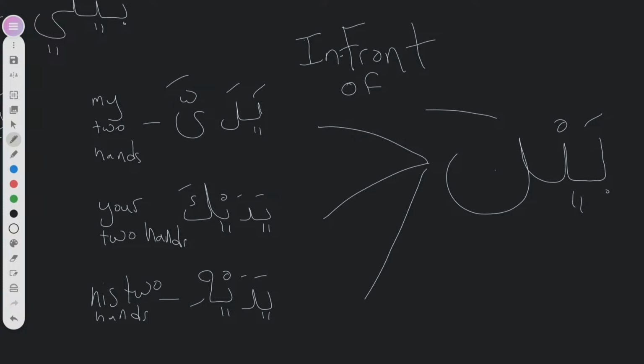In front of. Baina yadayya, in front of me. Baina yadayk, in front of you. Baina yadayhi, in front of him. Or it can have the literal meaning: between your two hands, between my two hands, between his two hands, between its two hands. Possible? What, it has two hands? The clock, there are three hands. We going good so far?